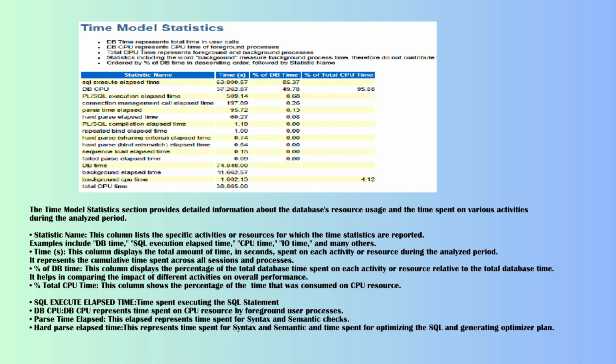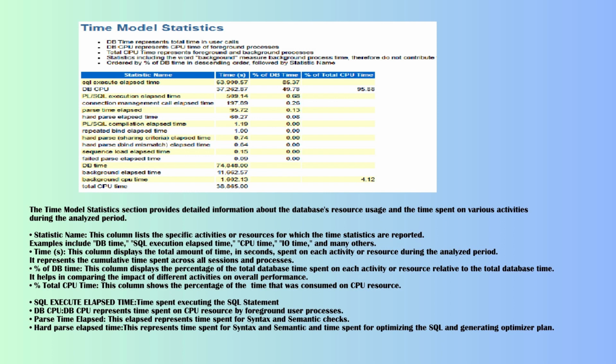% of DB time. This column displays the percentage of the total database time spent on each activity or resource relative to the total database time. It helps in comparing the impact of different activities on overall performance. % total CPU time. This column shows the percentage of the time that was consumed on CPU resource.